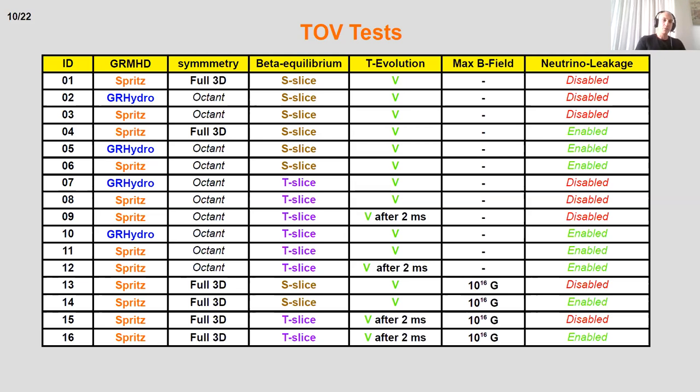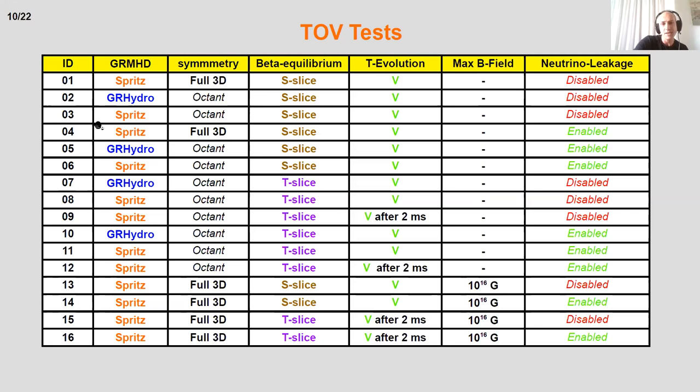And then we decided to perform several tests for the implementation of the neutrino leakage scheme and for the implementation of the tabulated equation of state. So we performed some tests in full 3D or in octant symmetry. We adopt both SPRITZ and GRHydro, because GRHydro already has the tabulated equation of state implementation. So this is useful for us as a cross reference in order to see if we are obtaining correct results.